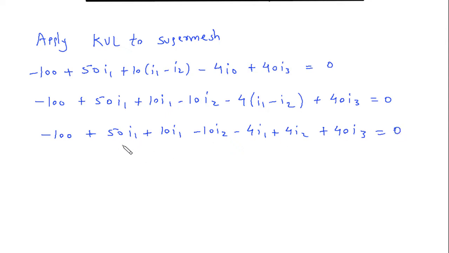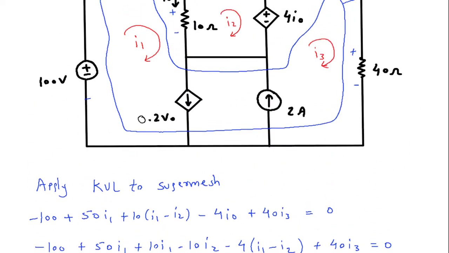So this will be 50 plus 10, 60, minus 4, 56 I1, and this will be minus 10 plus 4 is minus 6 I2, plus 40 I3 is equal to this minus 100 goes on the right side, so this will be plus 100. Let's say this is equation number 1.